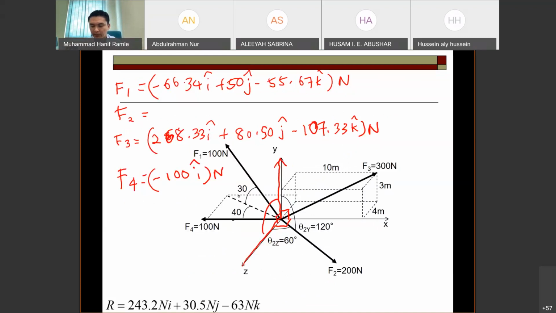Okay, Hussein, you get it? Okay, doctor, thank you. So all angles should be 90 degree. From x to y, y to z, z to x, z to y, and so on. Should be 90 degree.